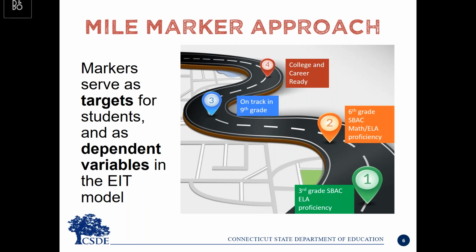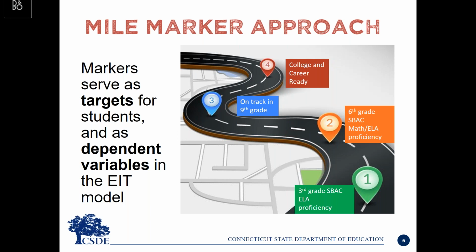For students in grades 4, 5, and 6, that's mile marker 2, their milestone is math and ELA proficiency on the 6th grade SBAC. So we're using patterns that we see in past data to determine the likelihood that current students will reach both math and ELA proficiency by the end of 6th grade.